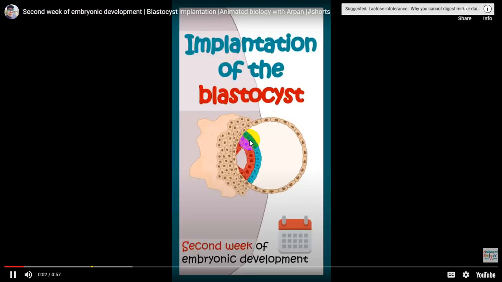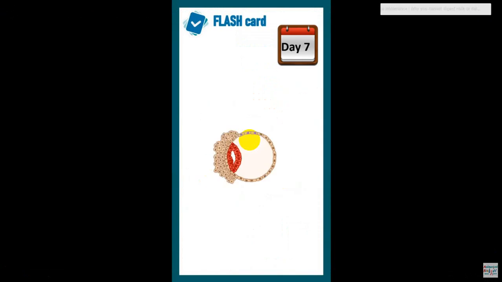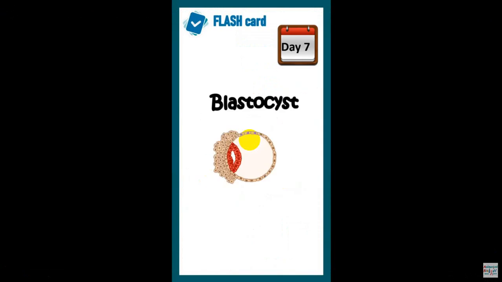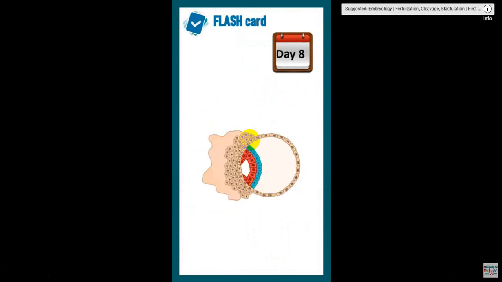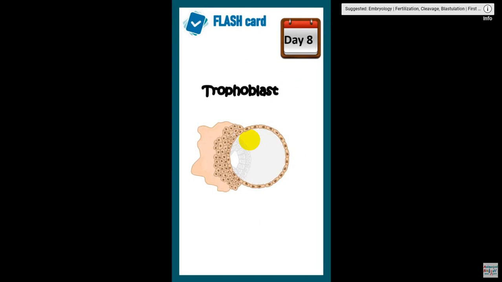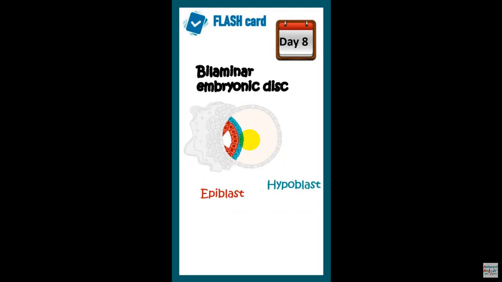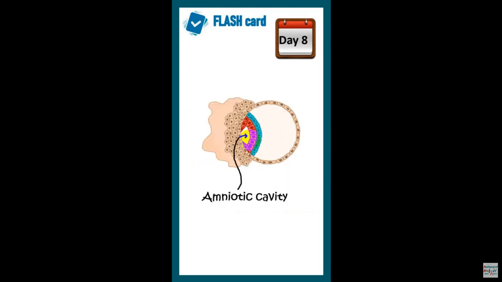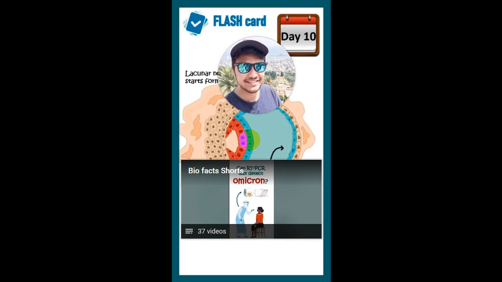Let's look at the events of the second week of embryonic development. After a successful fertilization, at day 7 the embryo is known as a blastocyst, which has 2 layers: the outer trophoblast and the inner cell mass, which has the stem cells. At day 8, the trophoblast is subdivided into cytotrophoblast and syncytiotrophoblast, and the inner cell mass divides into epiblast and hypoblast. An amniotic cavity starts forming at this day. Also at day 10, a primitive yolk sac is forming. At this time, lacunar networks start to form.